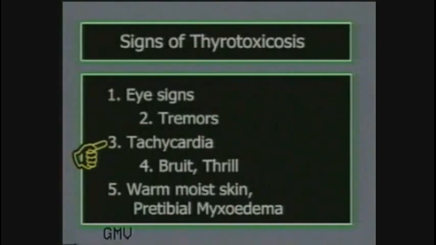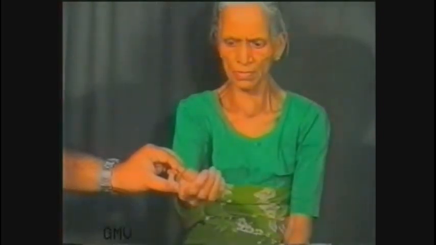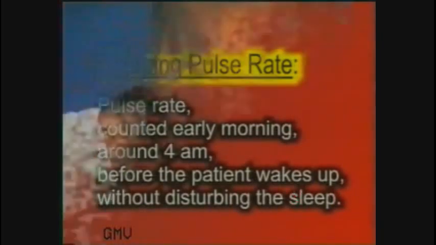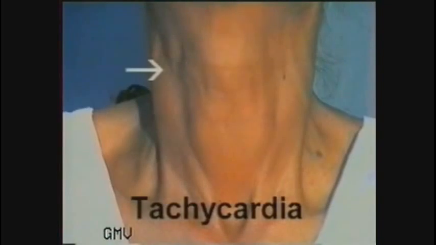Next, feel the radial pulse. Tachycardia and bounding pulse are characteristic of thyrotoxicosis. However, pulse rate may increase further due to anxiety, which is associated with thyrotoxicosis. So, to judge the degree of thyrotoxicosis, you must count the sleeping pulse rate, which is counted early morning around 4 am, that is before the patient wakes up, without disturbing the sleep. A fast and irregular pulse may suggest atrial fibrillation.